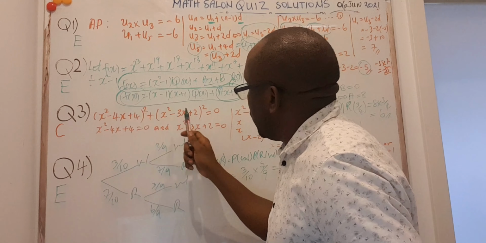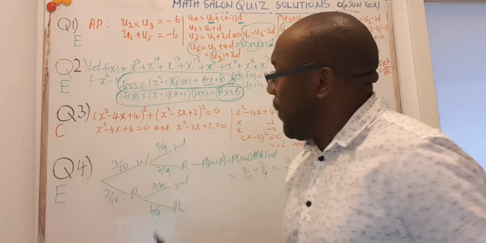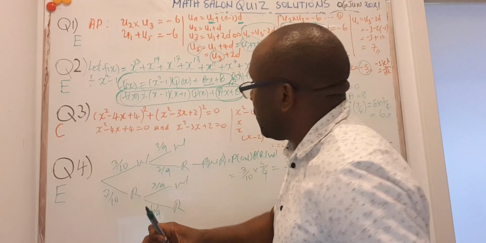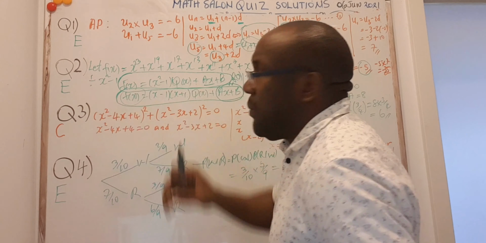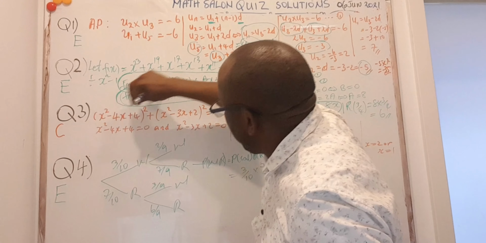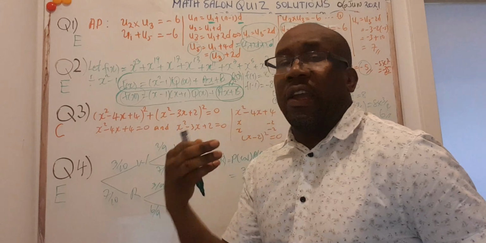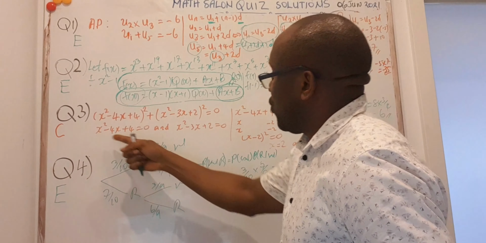If I square 2 terms like that and sum them up and get 0, then it is only possible if each of them is 0. So they must be 0 together. So this can only be 0 if this is 0 and this is 0. Because if this is 0 and this is not 0, then this number cannot be. And since they are squared, they cannot be negative. So that was the idea.